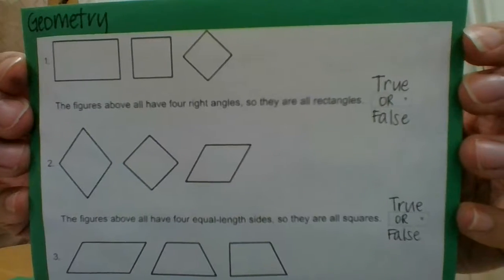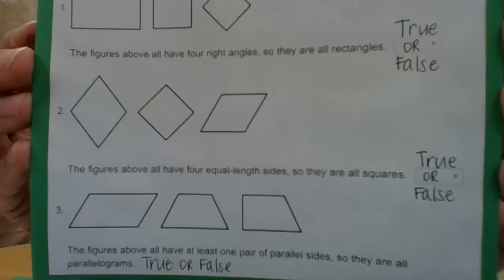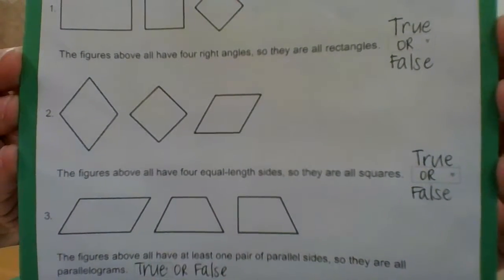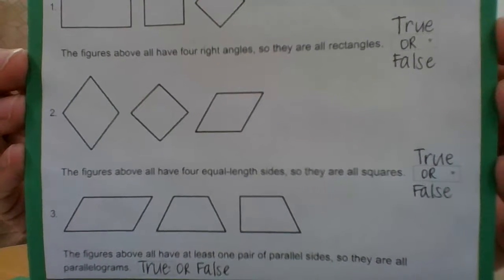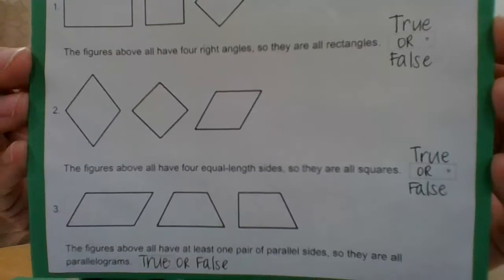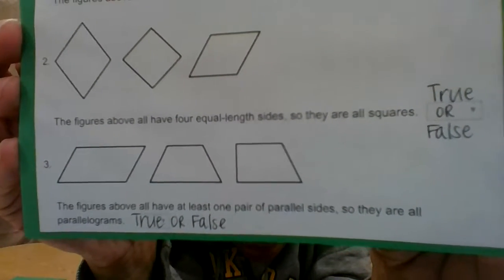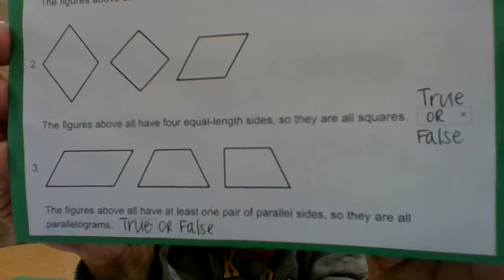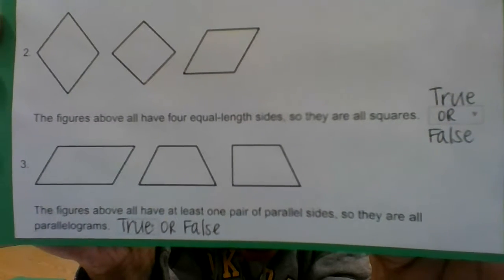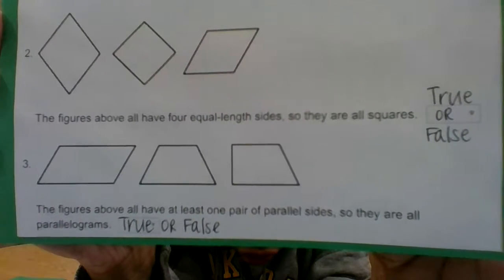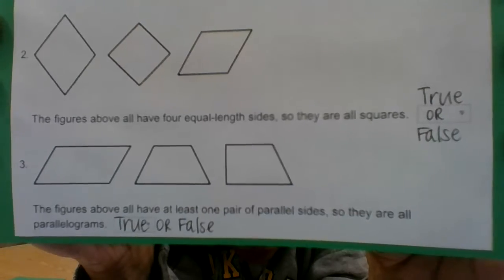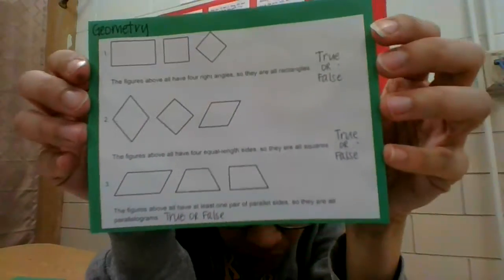Number 2, the figures above all have 4 equal length sides, so they are all squares. True or false? And number 3, the figures above all have at least 1 pair of parallel sides, so they are all parallelograms. True or false? Okay, I'll read that again.